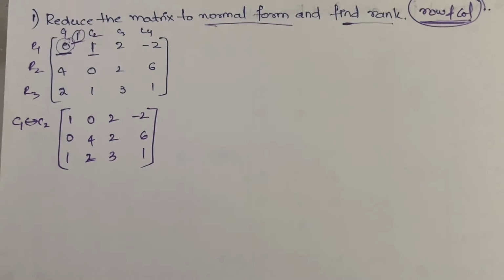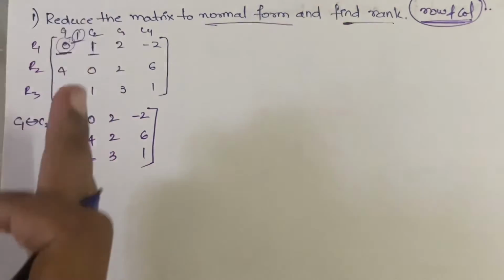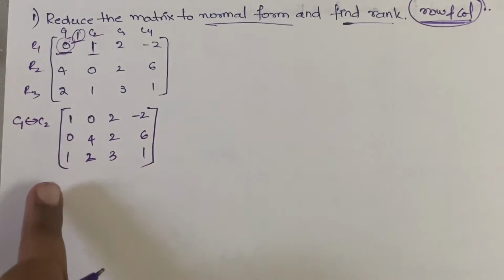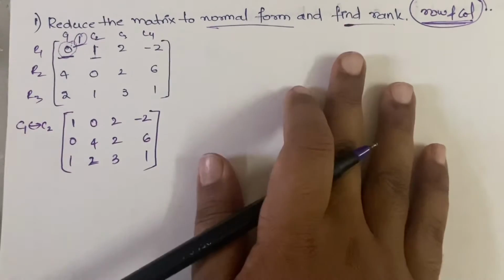So what is your ultimate goal in this normal form? You should get an identity matrix followed by zeros, right? So the first element is 1. Fine. So let us do it column wise. Let us first make column 1 element 0, next column 2 element 0, column 3 element 0, like that. Let us go by column wise.